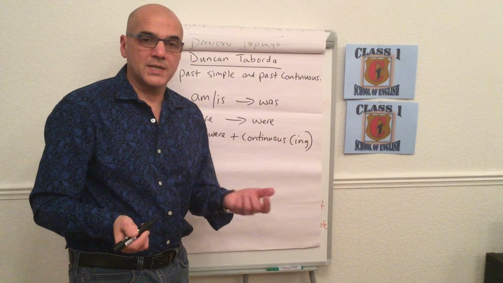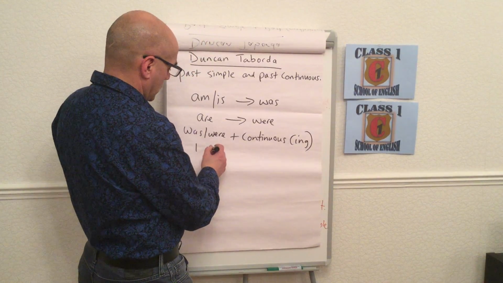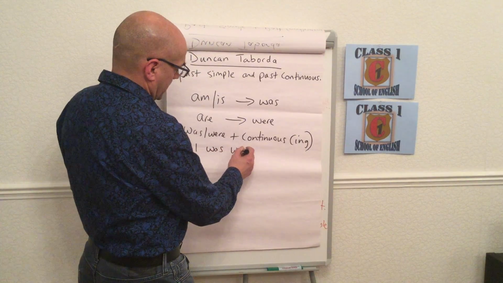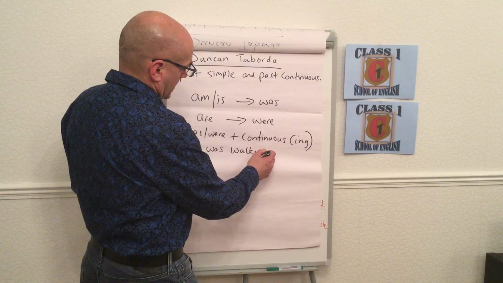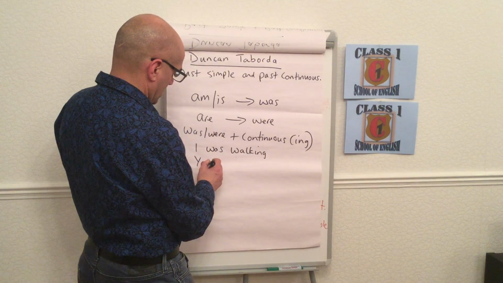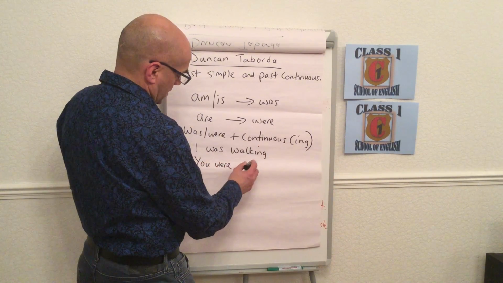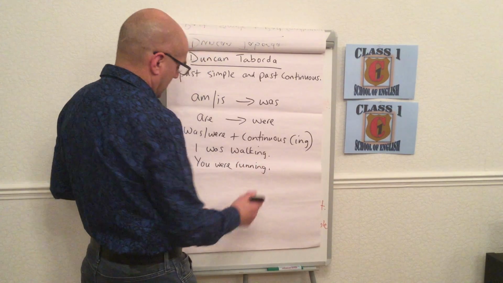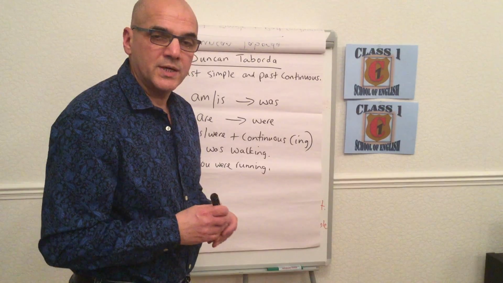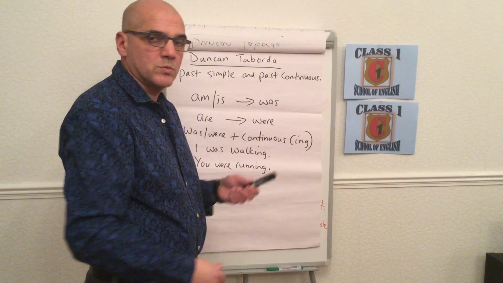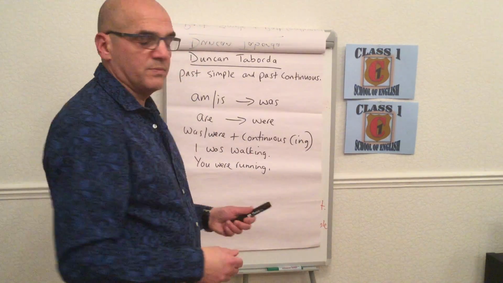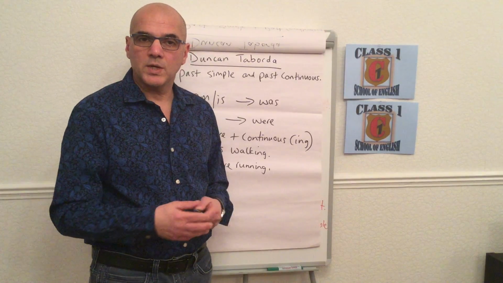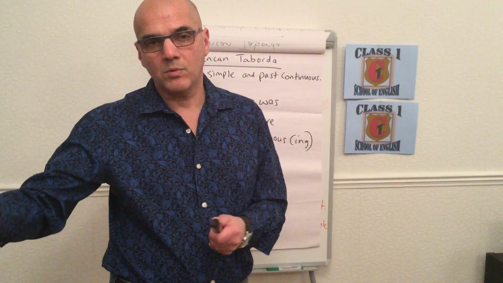Okay? So for example, I was walking. You were running. Okay? Was could apply to he, she, or it as well. He was walking, she was walking, it was walking. You can refer to we and they as well. You were walking, we were walking, they were walking.